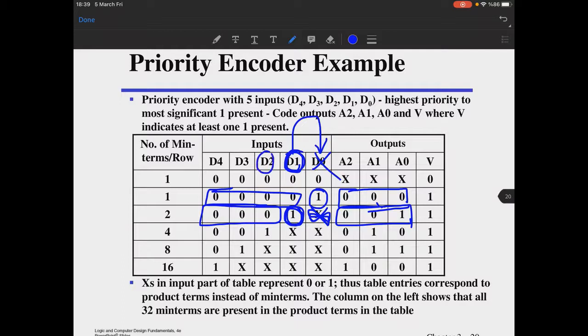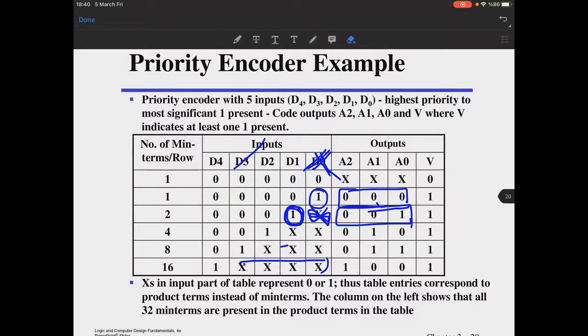If D2 is present, you don't care about anything below it, like D1 and D0. If D3 is present, you don't care about these inputs. And if D4, which is the most important or most significant one here, is present, it means that you don't care about the others. You see, this is our design.